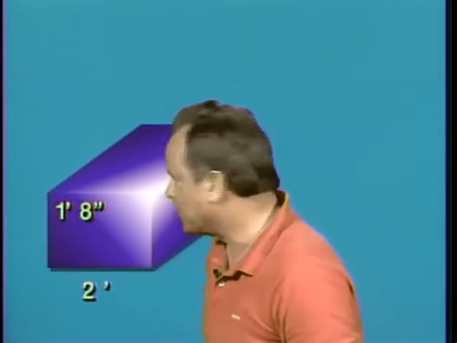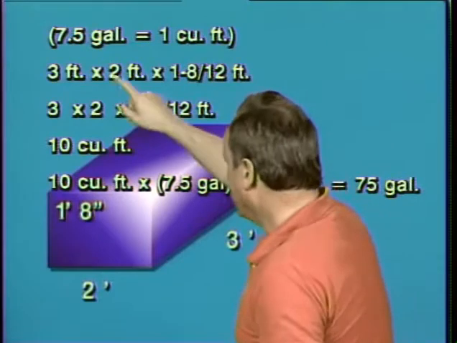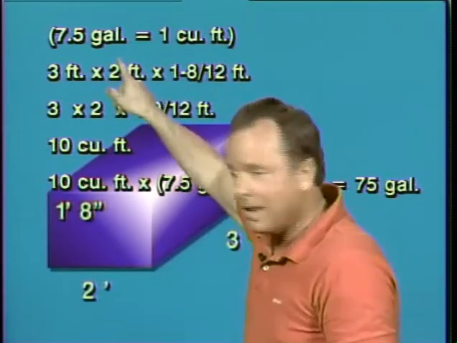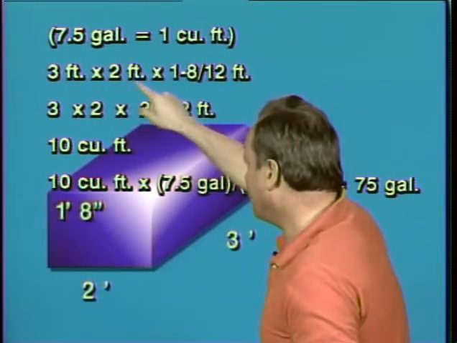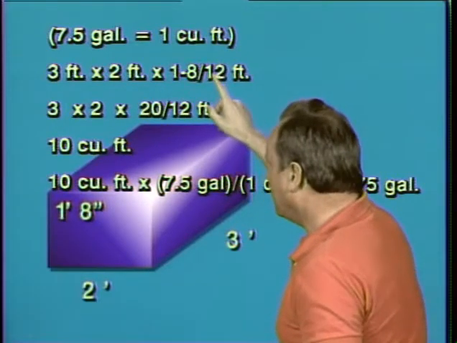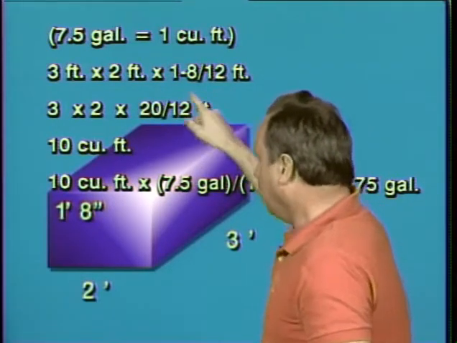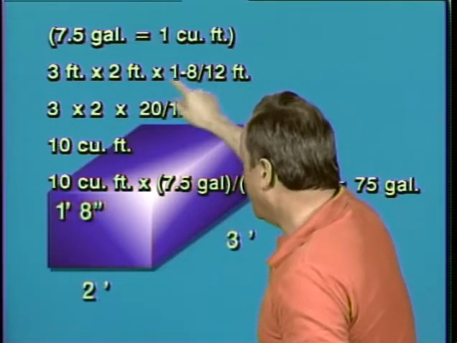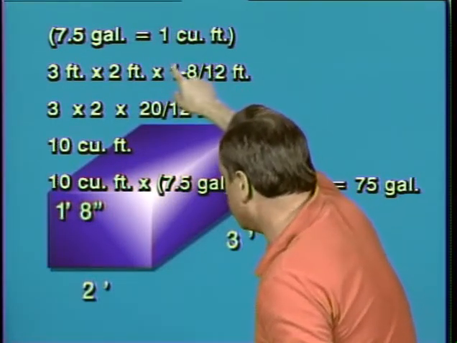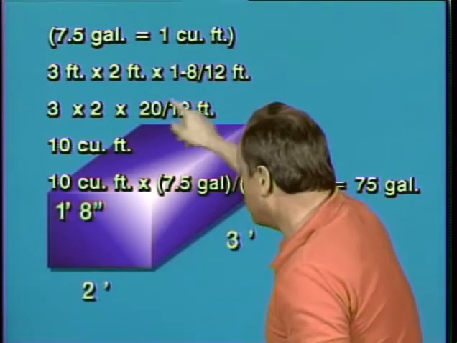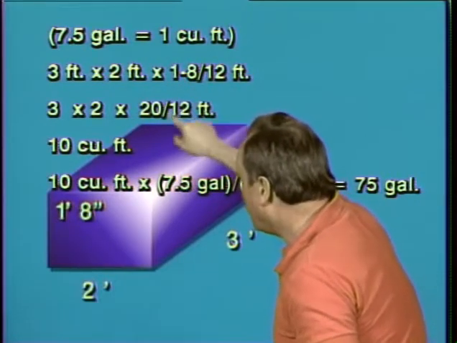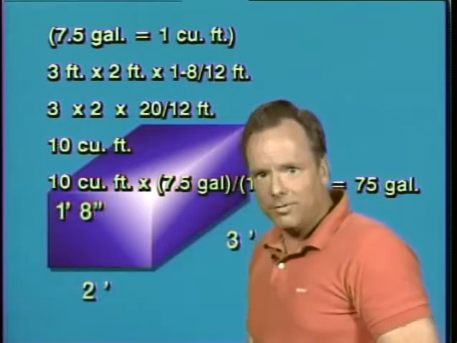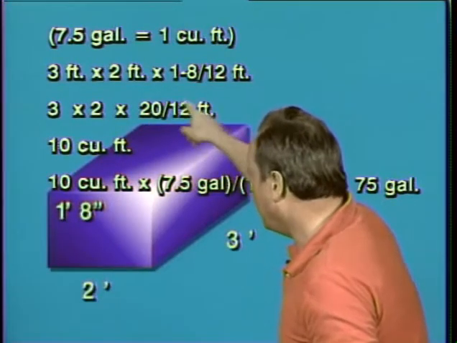So let's take a look at those numbers again. First of all, remember that 1 cubic foot is equal to 7.5 gallons. And our tank was 3 feet by 2 feet, but hold the phone. We had 1 foot, 8 inches. Well, there's 12 inches in a foot, so let's call that 1 foot, 8 inches, 20 inches. First of all, this foot is 12 inches, and add 8 more inches makes 20 inches. Divide by 12 again, and you're back to feet. So we have 20 inches divided by 12, and that keeps it in feet.